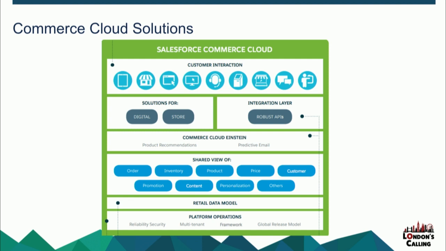Then what Salesforce has done really well over the last year or so, they have integrated Einstein into Commerce Cloud. So you have product recommendations, you have predictive emails based on a user's buying history. Einstein is able to predict what could be the products that this user is likely to buy. And based on that, it would send you an email recommendation.